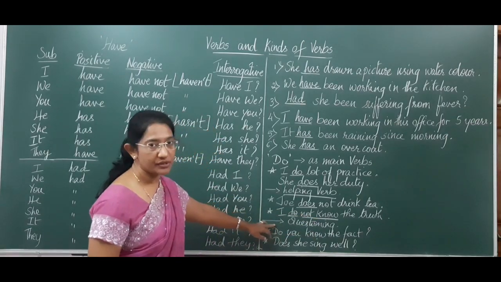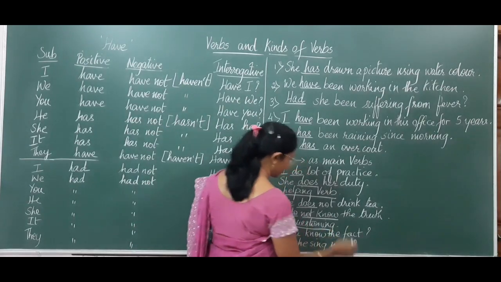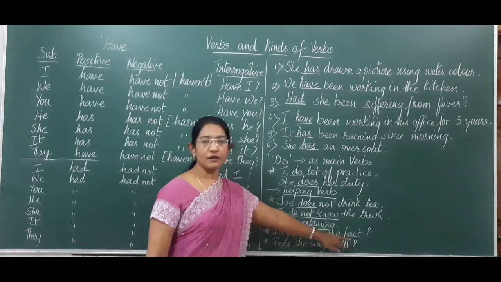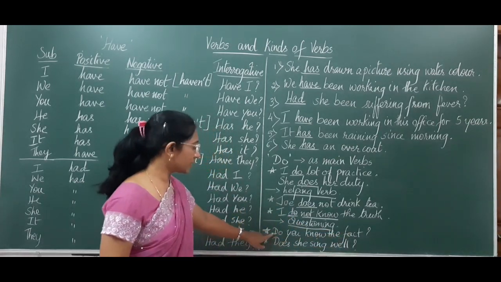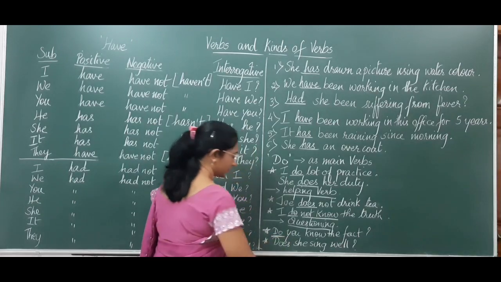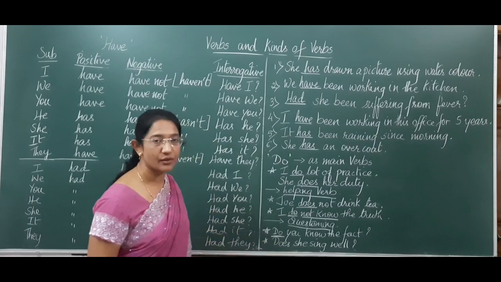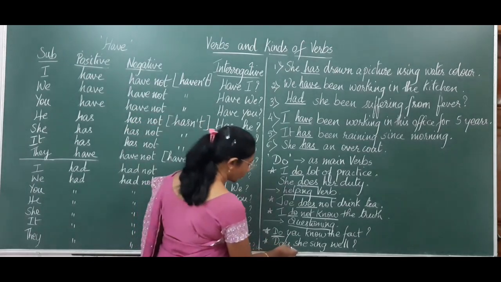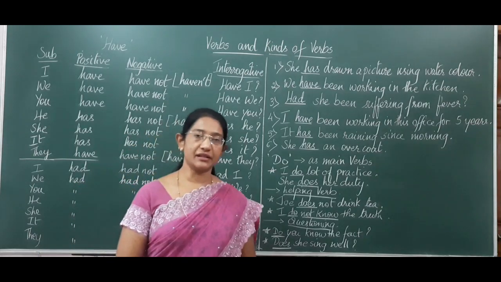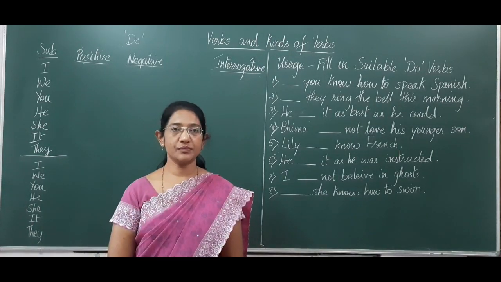Next, do used as a questioning or question verb. Do you know the fact? It begins the sentence and questions. Does she sing well? So here again it is a question beginning with the do verb. Now we shall see the usage of do verbs. Now we shall see do verbs in table form.